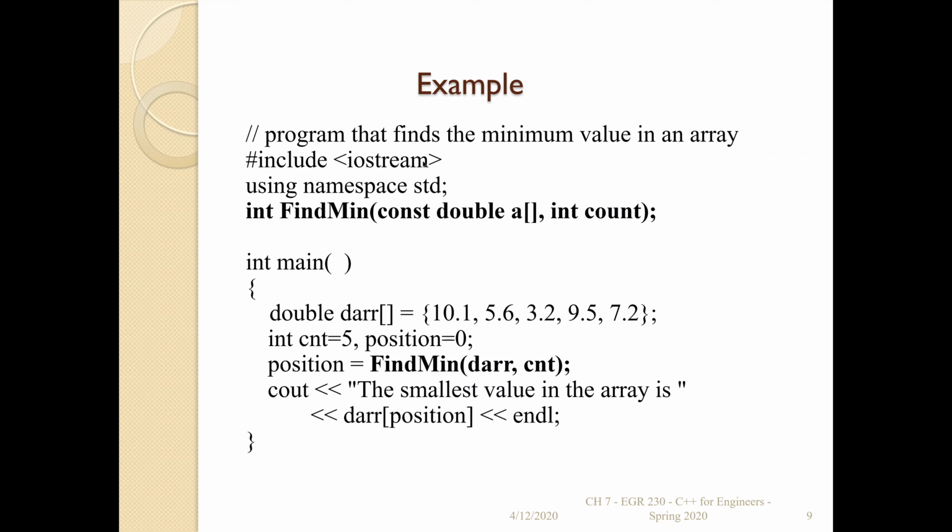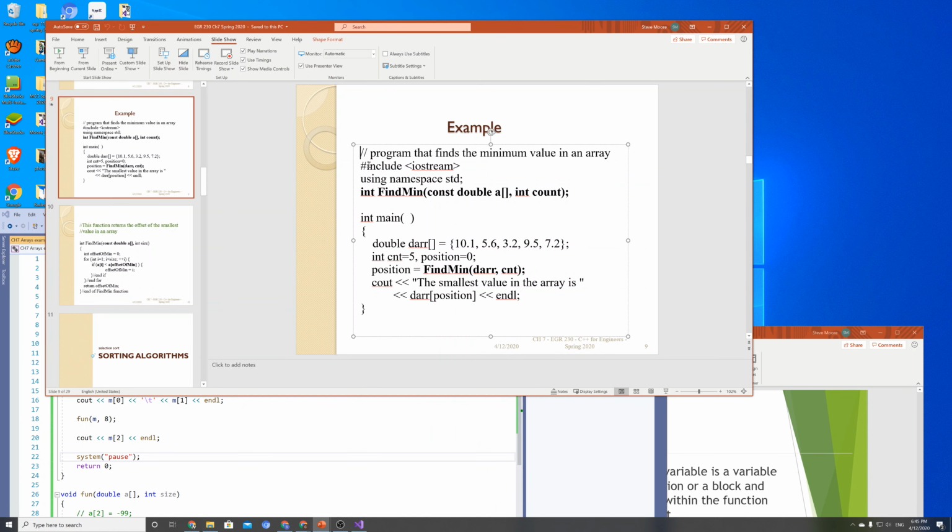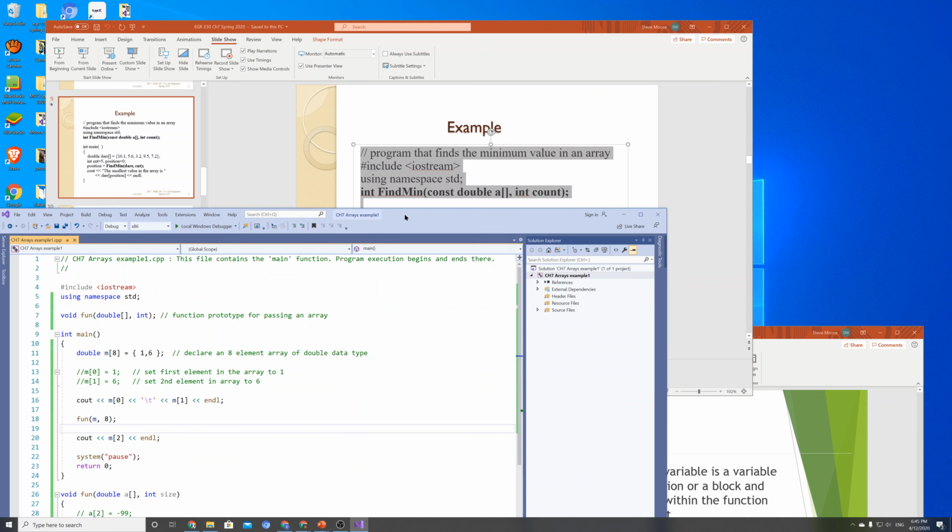Okay. Now going back to this example, what this example is doing, and this is going to be very useful code for us as we progress and start to look at sorting and searching algorithms, is a program that will go and find the minimum value in an array. Okay. So I'm just going to copy it and use it. That way we can save the time from coding.